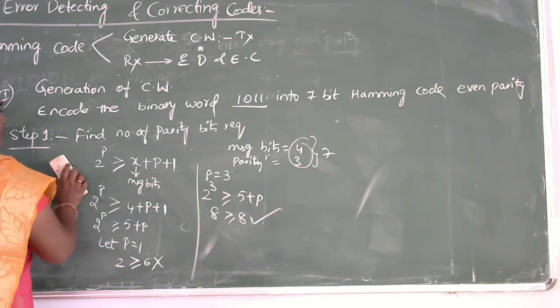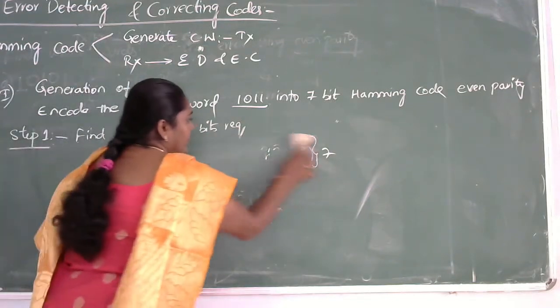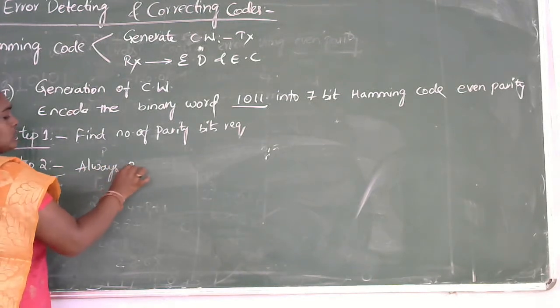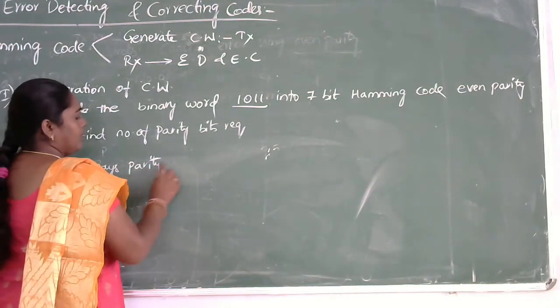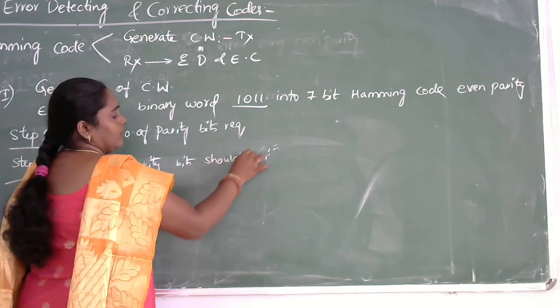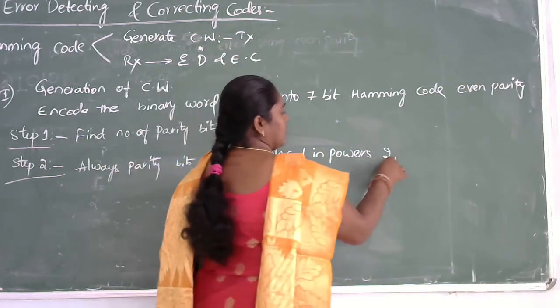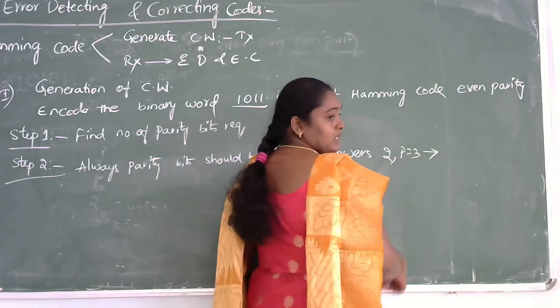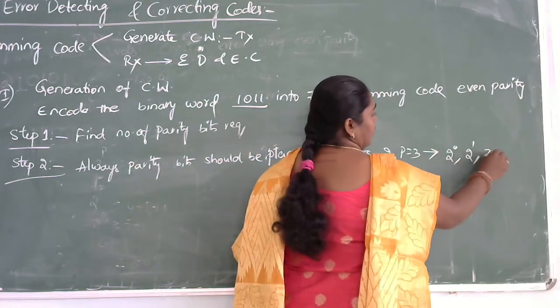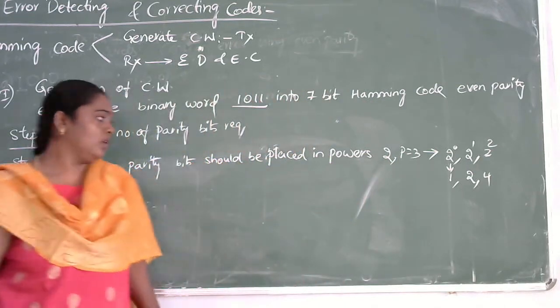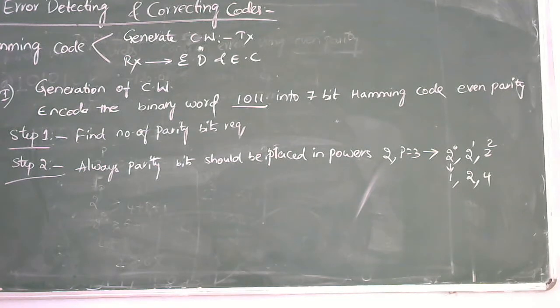Now let us go to step 2. In step 2, we need to remember where to place the parity bits. Parity bits should always be placed in powers of 2. As I have 3 parity bits, the positions of the parity bits are 2 power 0, 2 power 1, 2 square, that is, the first position, second position and the fourth position. So step 2 is to place the parity bits in powers of 2.